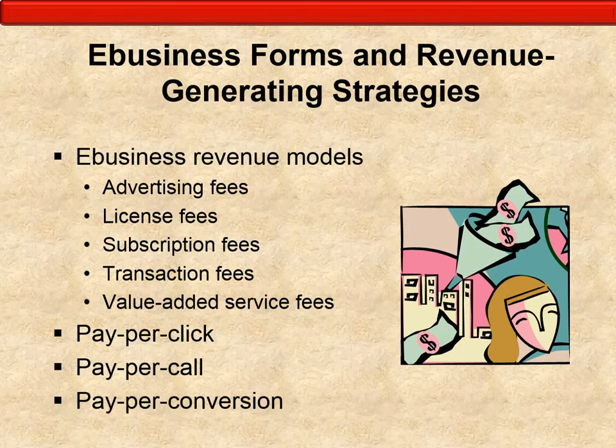Ways to generate revenue on a website include advertising fees, like we talked about with the banners and the pop-ups, licensing fees, subscription fees, such as Angie's List, transaction fees, online banking, or Scottrade for conducting business on Scottrade, buying and selling stock, and value-added service fees. There's also pay-per-click, pay-per-call, and pay-per-conversion.